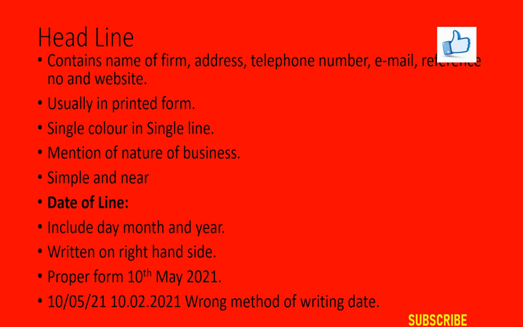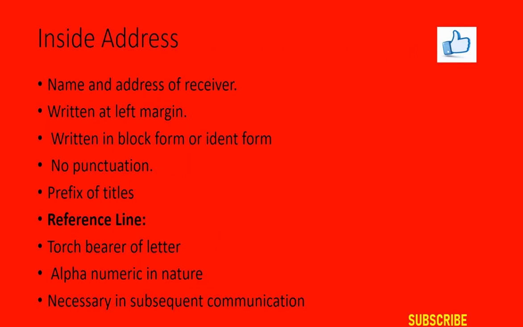So the proper form of writing a date is 10th May 2021. When you look into this, 10th is the day, May is the month, 2021 is the year. Some people write 10/5/21 or 10.05.2021. These are all wrong methods of writing the date. The proper way of writing the date is to spell the day, month and year properly.